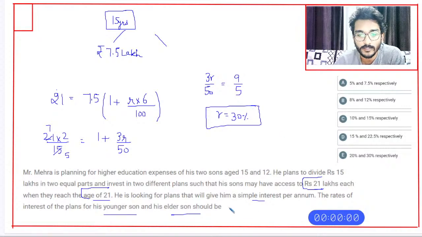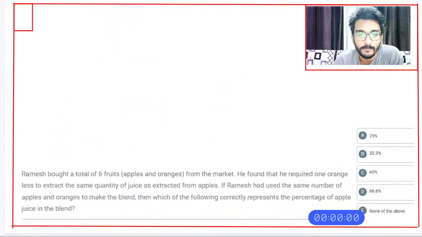So 30% is for the elder son. Elder son, second option, 30%. So option E. We do not have to check for the younger one. Okay, moving to the next question. We have a question based on simple equation, I guess. Read the question, try it out.